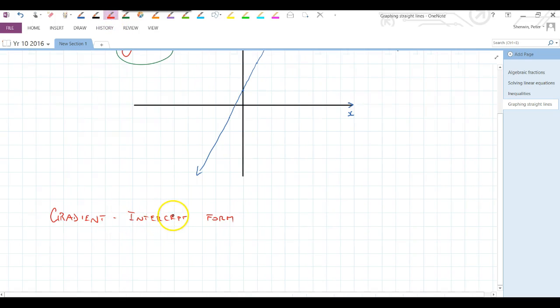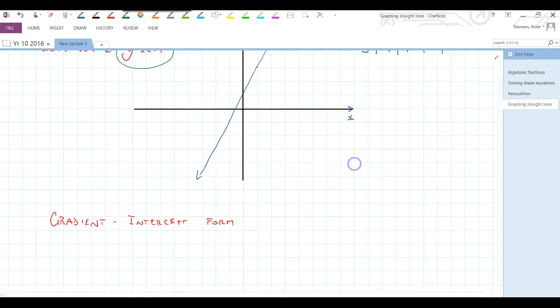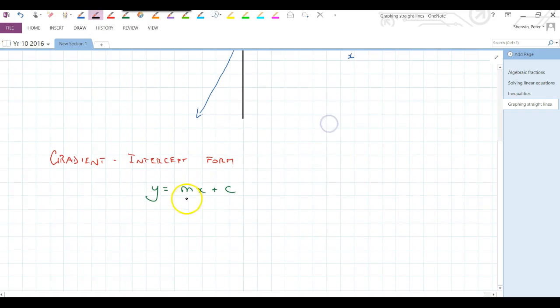So the gradient intercept form is, and you might recognize this, y equals mx plus c. So when the equation is written in that form, where y is the subject, y equals something x plus c, that's called gradient intercept form because that m represents the gradient of the line, doesn't it? The gradient. And the c represents the y-intercept. Okay, so let's go back up here.